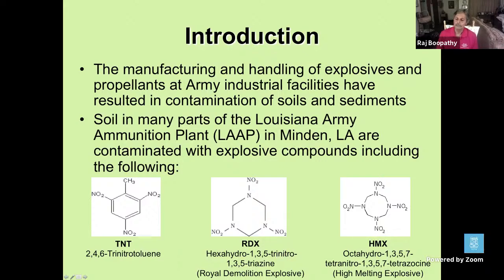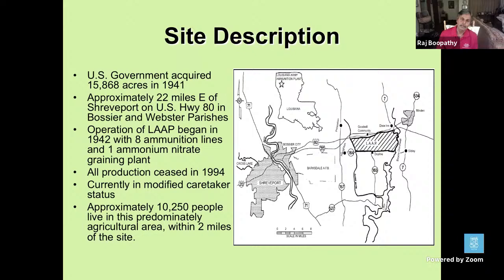Then we have HMX, which is high melting explosive. It's octahydro-1,3,5,7-tetranitro-1,3,5,7-tetrazocine. These 3 chemicals persisted in this soil for more than 75 years, never went away. And this is this particular site. I live down here. This particular site is up in the north part of the state, and the town is Minden. This site is close to 16,000 acres. It's been contaminated since 1941.